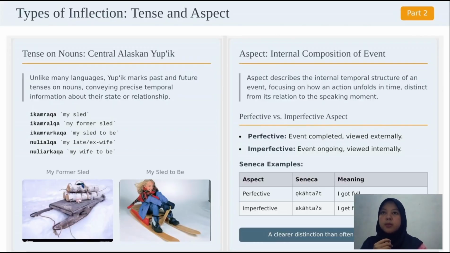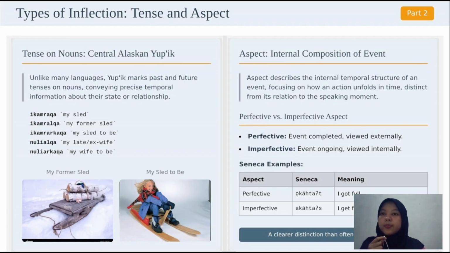Okay, I'm Nurul Landari, and in this slide, I will explain types of inflection, tense, and aspect. The first one, tense on nouns, Central Alaskan Yup'ik. In most languages, tense appears only on verbs. However, Yup'ik is unique because tense can also appear on nouns. This means that a noun can show when something existed or was owned.